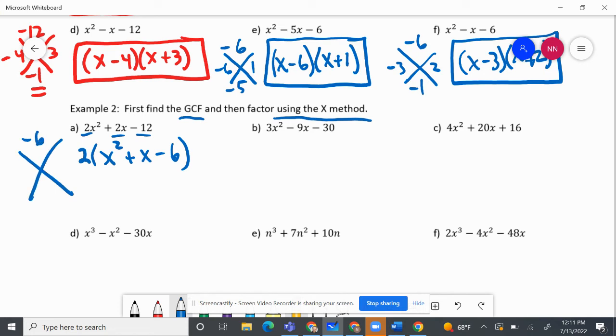So two numbers that multiply together to give us -6 and add up to +1. That means that of the two numbers, the larger one has to be positive. So it'd be +3, -2. Now remember, we need to keep the 2 on the outside. That doesn't disappear. And then we have x plus 3 and x minus 2.